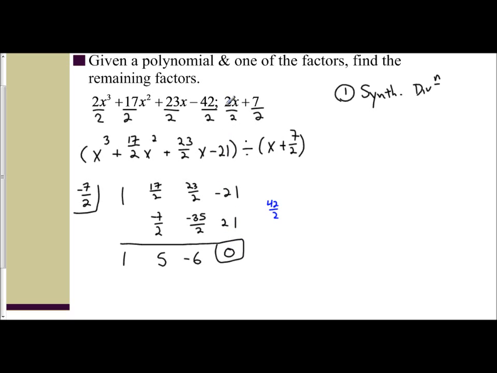And we know our remainder should be 0 because we're told 2x plus 7 is a factor. So what's nice is even though we're working with all these fractions and we have to simplify them quickly when we're adding them, we know that if we don't get a remainder of 0 here, something is wrong with our work and to go back and fix the rest of our synthetic division.